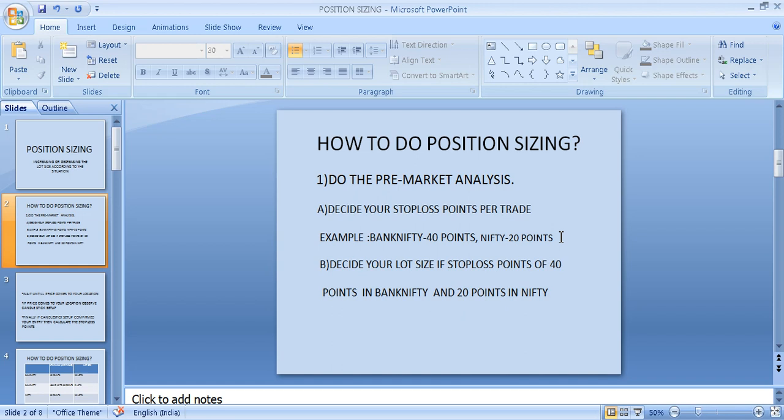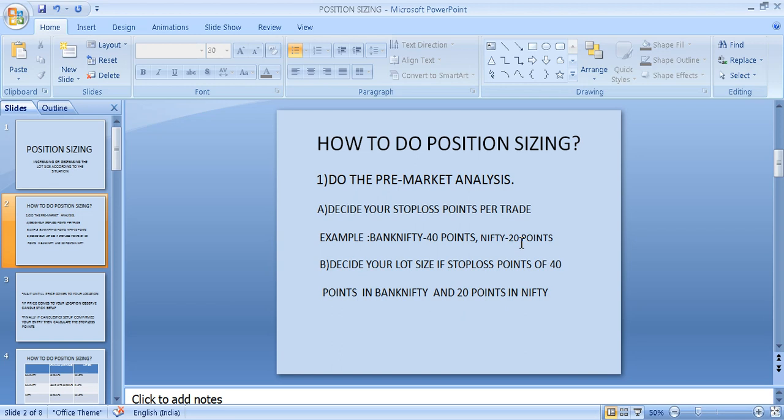Okay. For example, when my stop loss triggers with 40 points in the spot chart, I am going to get only 500 rupees for one lot. That means if I trade 10 lots, I will get 5000 rupees in a loss, and at the same time if I trade in Nifty with 20 points stop loss, I am going to lose 500 rupees.